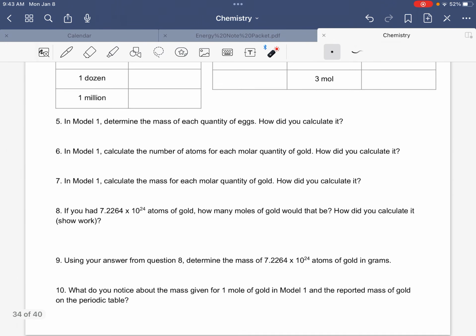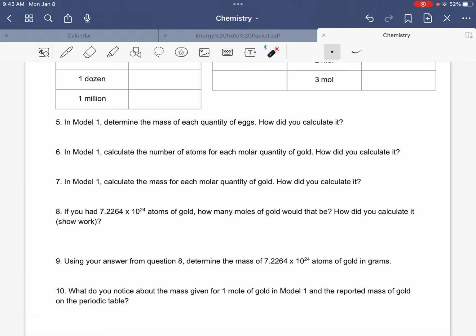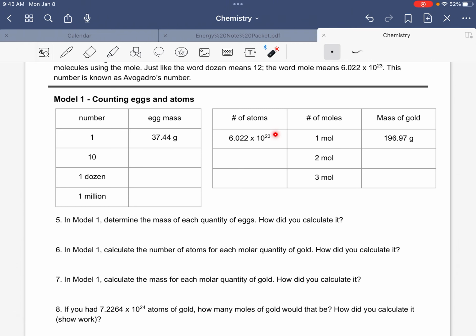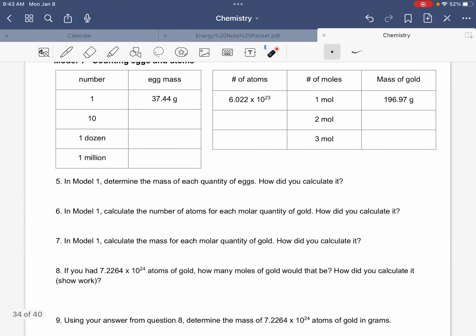Okay, so for number 8, if you had 7.2264 times 10 to the 24th atoms of gold, how many moles of gold would that be? And then how did we calculate it and show your work? Okay, so if we know that 1 mole of gold has this many atoms, and we're given a total number of atoms, we can divide in order to determine how many moles that is. So we can take our 7.2264 times 10 to the 24th divided by Avogadro's number.